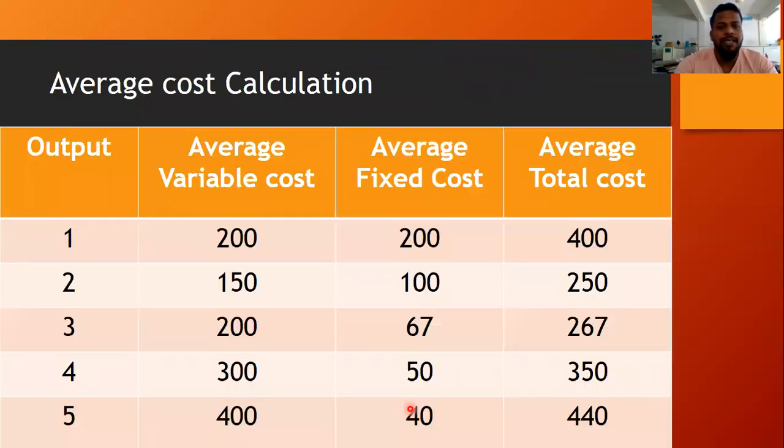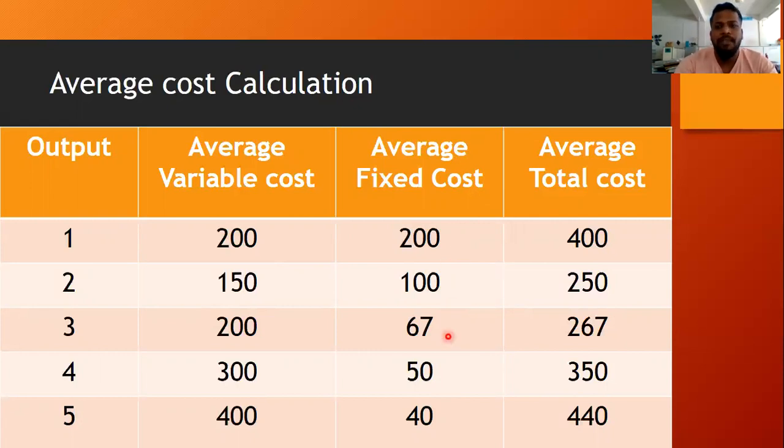When it comes to the calculation, you can see the first column, output, then average variable cost. I already told you how to calculate average variable cost: total variable cost divided by number of units. Then average fixed cost means total fixed cost divided by number of units. You can see it here. Average variable cost is first falling, then increasing. Average fixed cost falls continuously as output increases. When output increases, what will happen to the average fixed cost? It will fall, because total fixed cost is fixed and spread over the entire output.